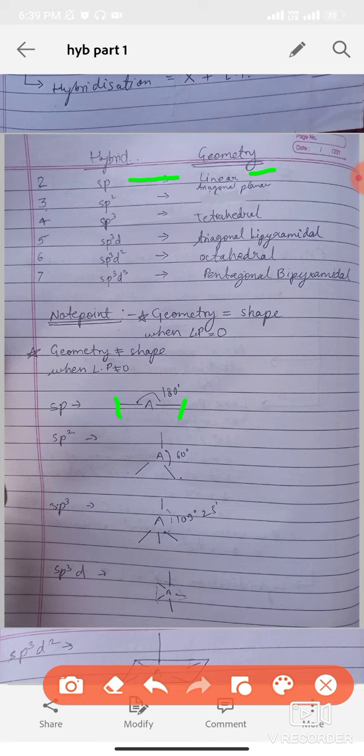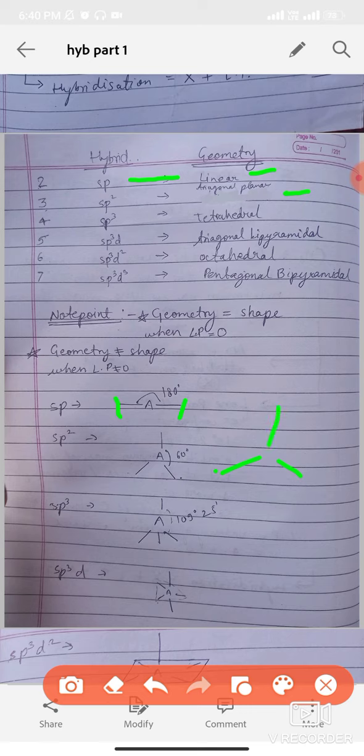Now for sp2 there are 3 hybrid orbitals. So in that case, what will we get? We will get sp2, and this structure is trigonal planar, because it is on a triangle. So on the plane these two are there, and from the top the triangle is there. So this is triangular planar.